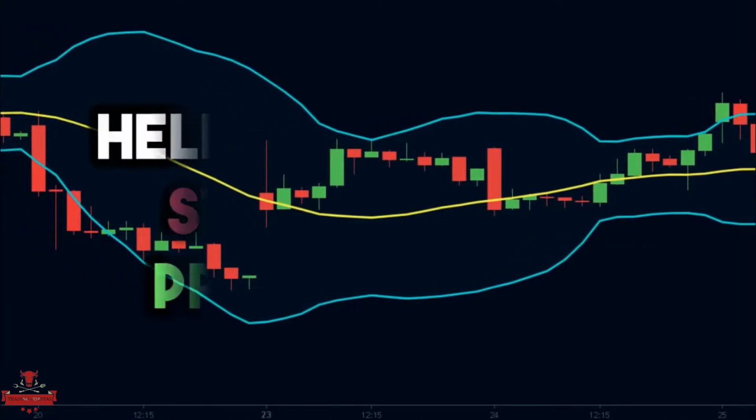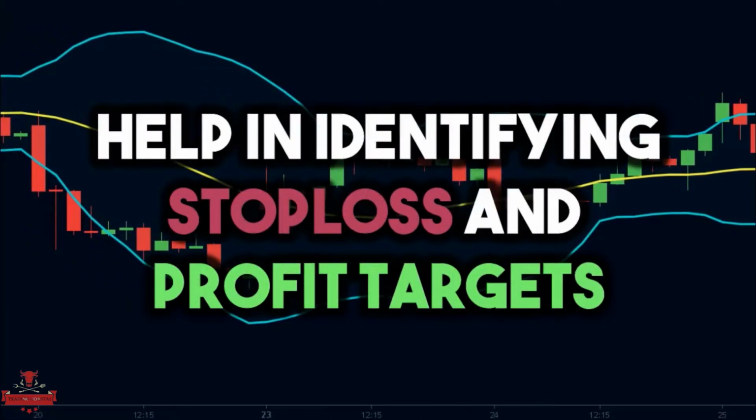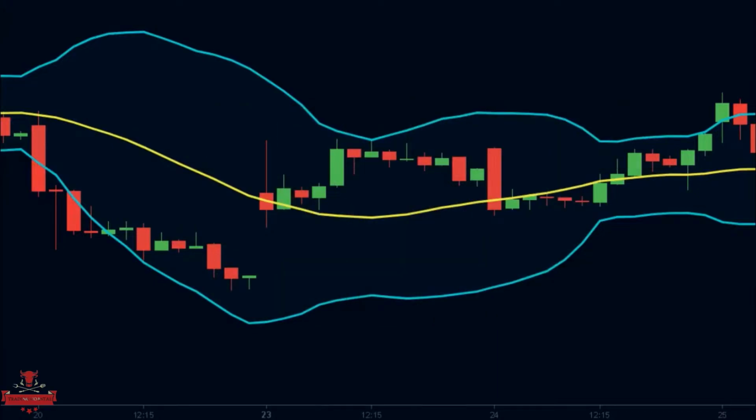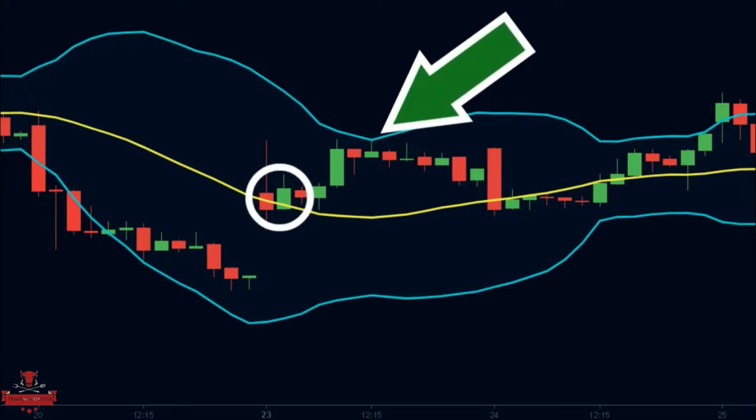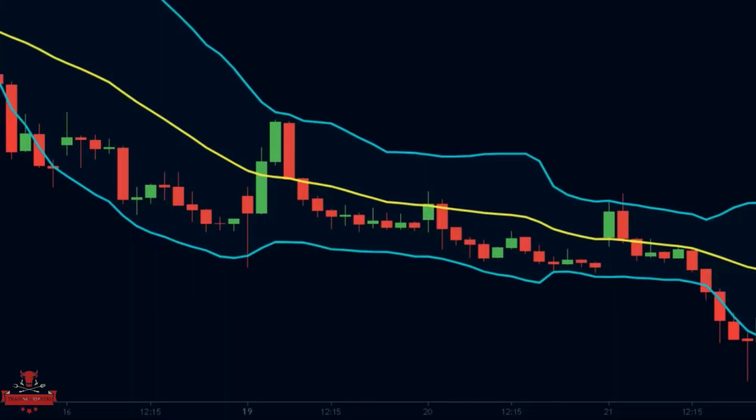The Bollinger Bands can also help in identifying stop loss and profit targets. For instance, if you place a buy order at the crossover of the middle band, which is the 20-period moving average, the upper band becomes your target. On the other hand, if you place a sell trade at the crossover of the middle band, the lower band becomes your target.